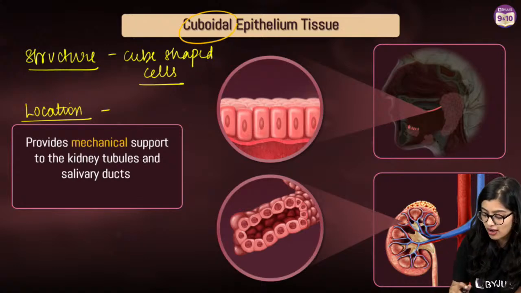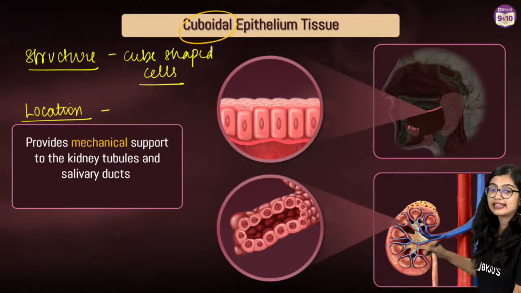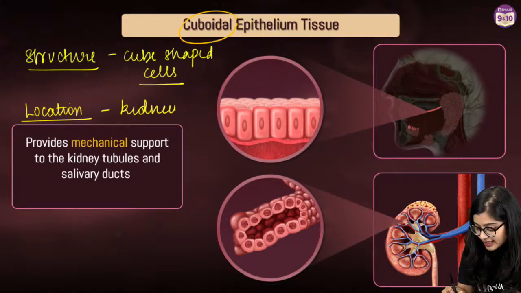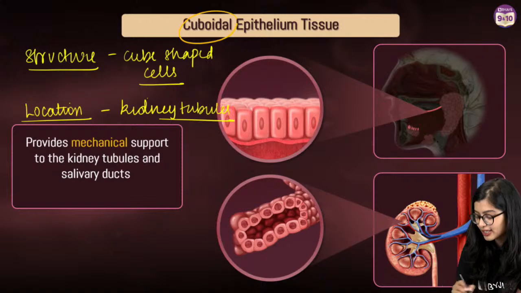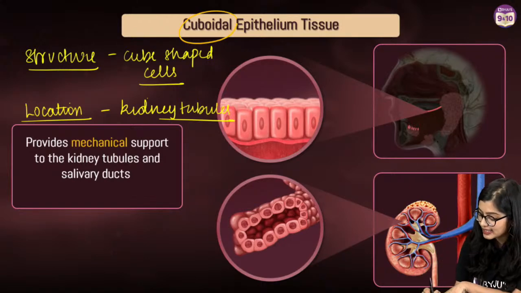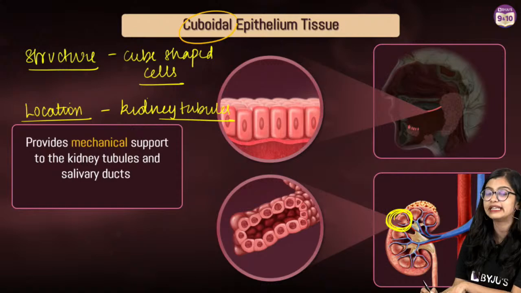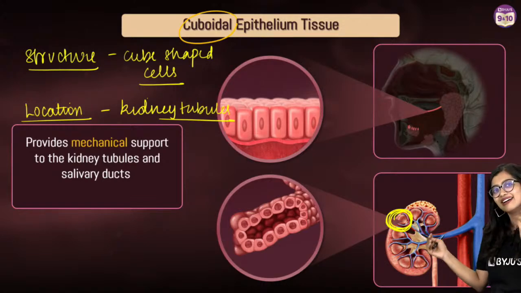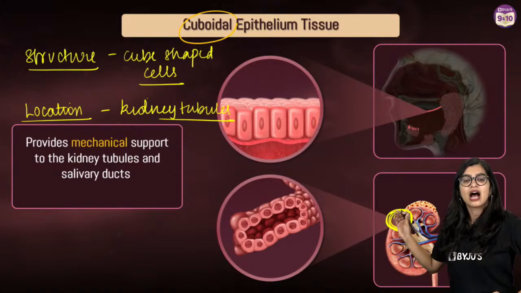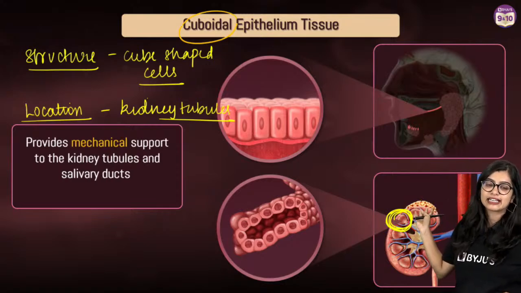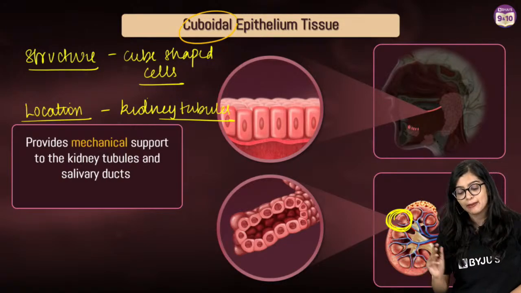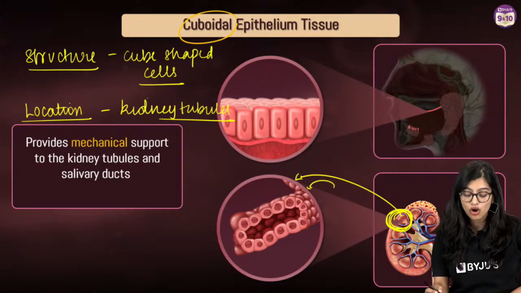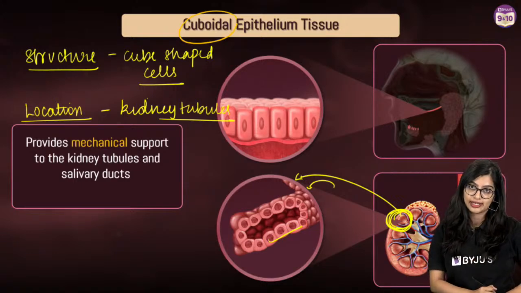As you see, when you look at the location, we find it in the linings of the kidney tubules. Now kidney tubules, how many of you don't know what kidney tubules are? Don't worry, they are structures present inside the kidney that have a very important role to play in the process of urine formation, which you will learn in next grade anyway. So you don't need to take tension. For now what you need to know is there is a structure in the kidney called the kidney tubule. In the inner lining of it, I will find my cuboidal epithelium.